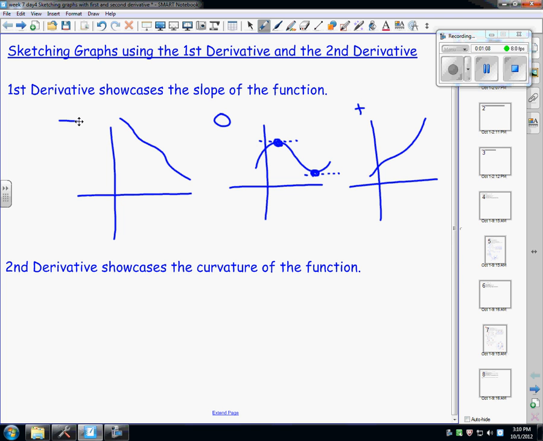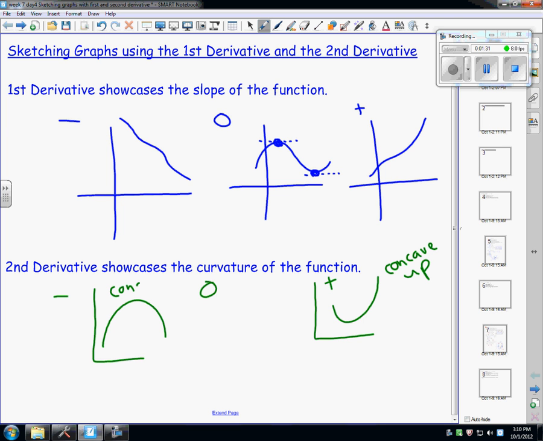So the second derivative, again, I could have a negative, I could have a 0, or I can have a positive. If you have a positive second derivative, that means you're concave up. This is concave up. If I have a negative, that's going to be concave down. And there's two ideas if your concavity is 0. I could have it just be a straight line where there's no curvature.